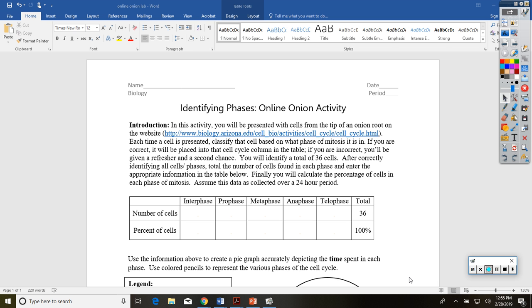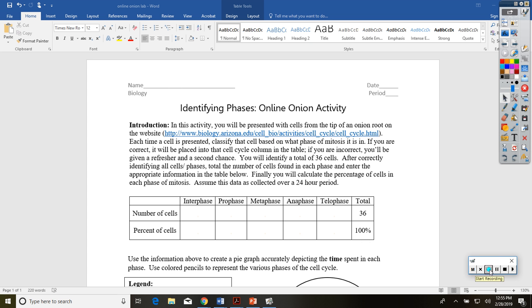Today in class, you were assigned the online onion activity. You were given 36 cells that you had to identify into the various phases of mitosis. The handout you have is page 12 in your chapter packet and looks like this.